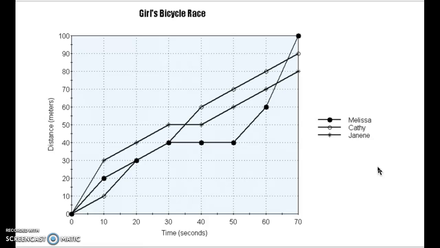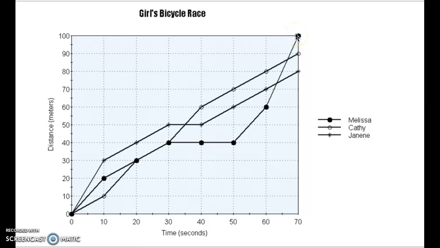Using a distance time graph, we can then calculate speed. Please remember that speed is calculated by doing distance divided by time. So if we wanted to find the speed of, let's say, Melissa at 70 seconds, we would take her distance, which is 100 meters, and we would divide it by the time, which is 70 seconds over here.